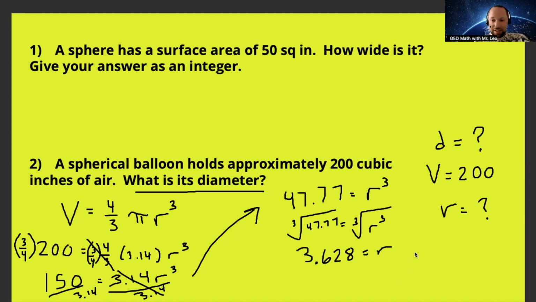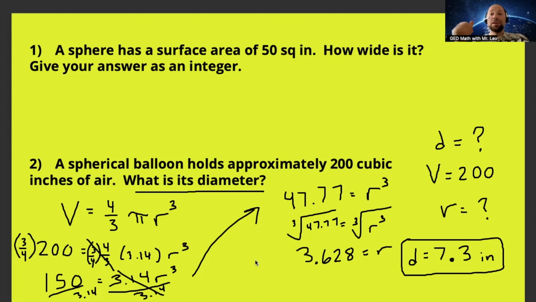And I get my final answer. D equals 7.2568. I'm going to round that off to 7.3. 7.3 inches. You could have rounded it off a little differently. I'm doing this casually. For me, this is good enough. Okay, nicely done. Remember, you can always check that answer now by putting it back into the original equation.